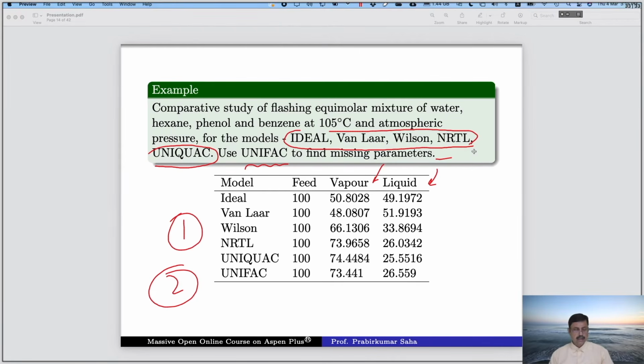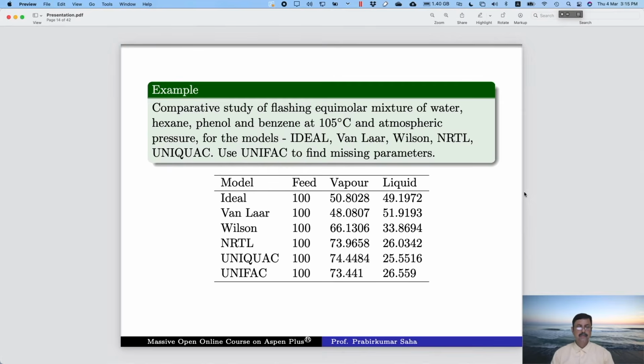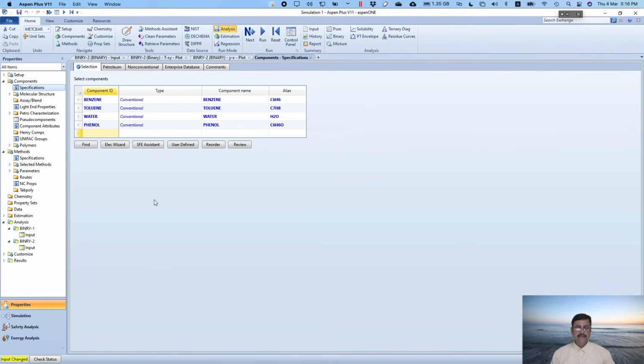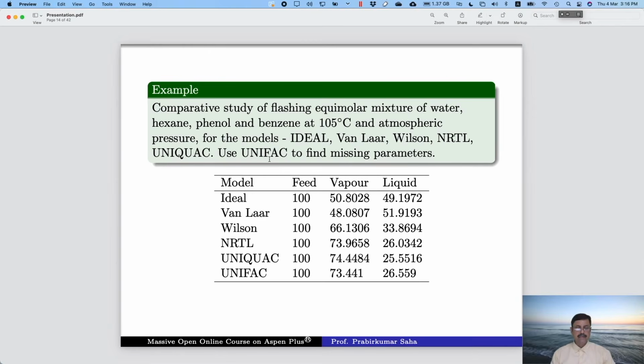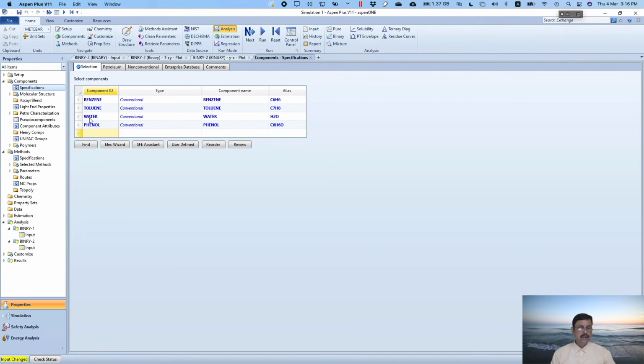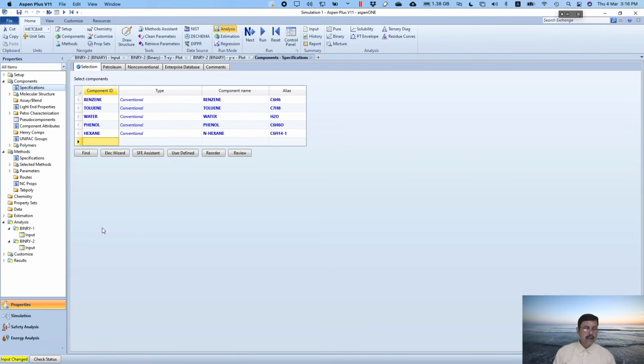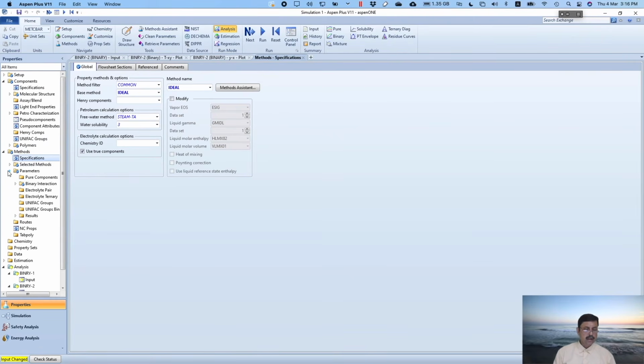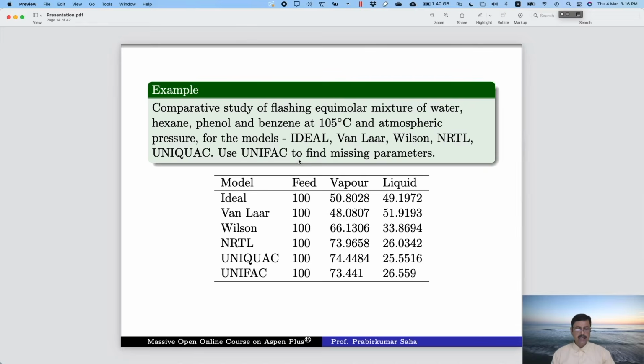Now let us go to the Aspen Plus example. Now in the components, we have to have water, hexane, phenol and benzene. So water, phenol and benzene are there. We have to add hexane. And we'll use the ideal model first. So the ideal model is already there. What are the models we have? Van Laar, Wilson, NRTL, UNIFAC.